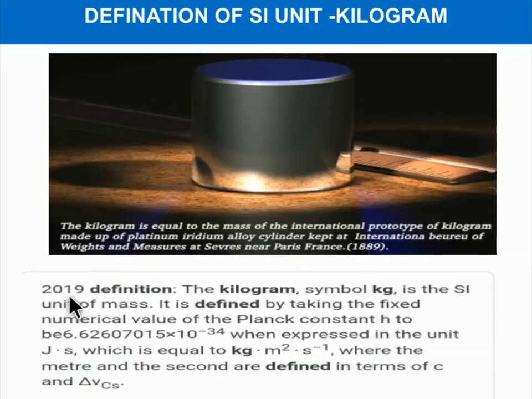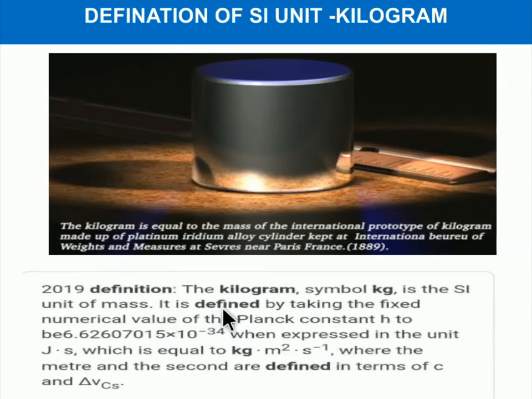In 2019, a new definition was adopted by taking the fixed numerical value of Planck's constant. Planck's constant is a physical constant, the quantum of electromagnetic action, which relates the energy carried by a photon to its frequency. The value of Planck's constant is approximately 6.63 into 10 to the power minus 34 joule second.